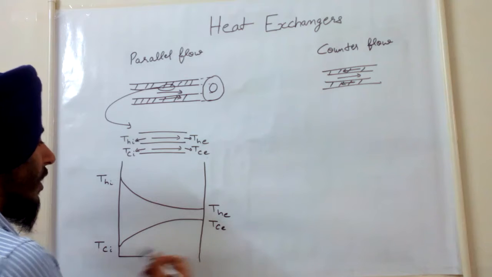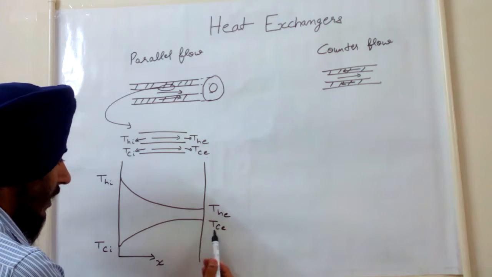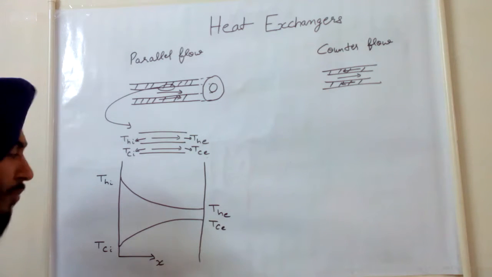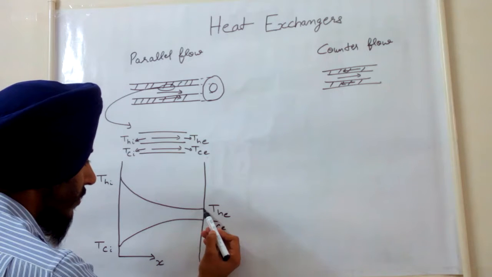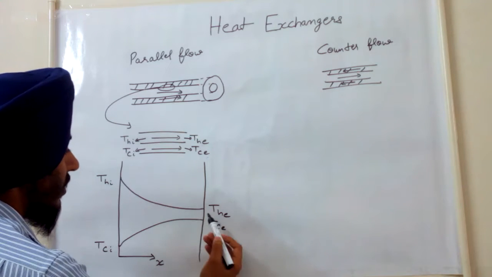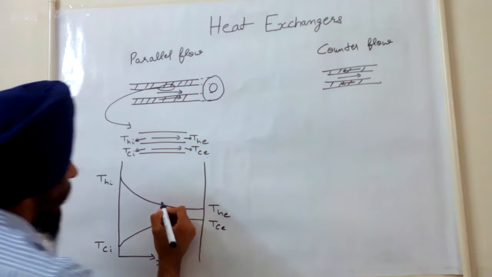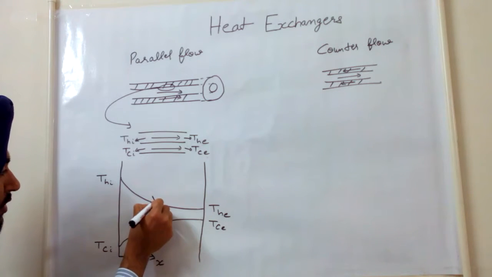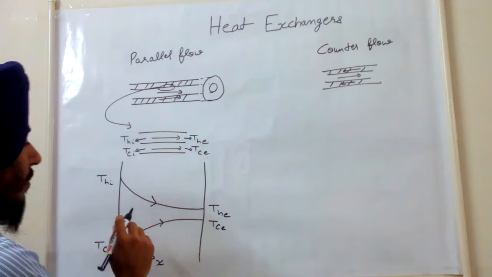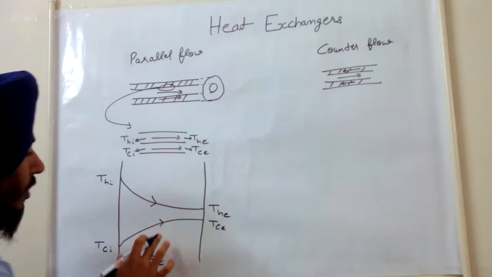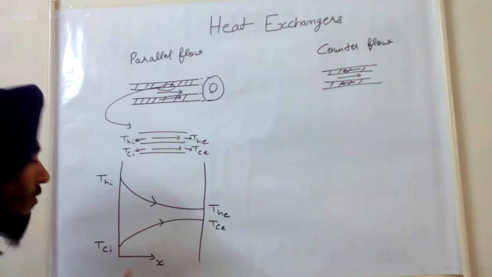Let's see what can be the limiting case. The limiting case, we are saying, is when the T_CE can be maximum. We can clearly see T_CE can be maximum, which can be equal to T_HE, that is T hot exit. We forgot to make the arrows. These arrows are very important. Whenever you make a diagram, make sure you make this arrow. This arrow will tell in which direction the fluid is moving, so whether it's parallel flow or counter flow.